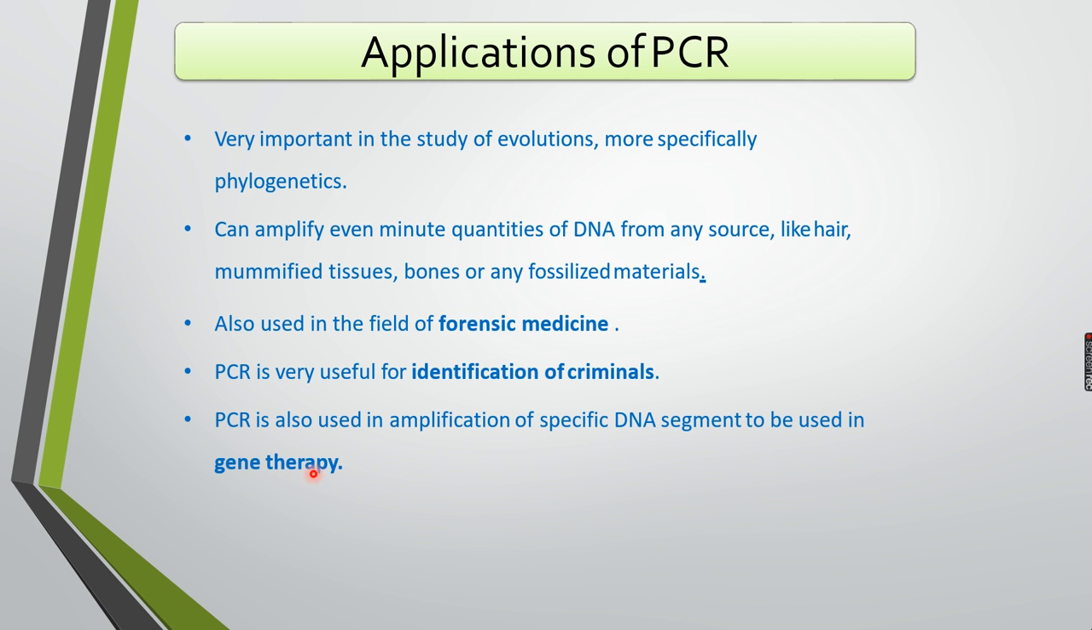It is also used in the amplification of specific DNA segments to be used in gene therapy. Actually PCR, or polymerase chain reaction, was discovered by Kary Mullis, and is used in amplification of whatever specific DNA segment we need. It is very useful for gene therapy also, not only for treatment of various diseases or for identification as a diagnostic technique. Apart from this, it is also useful for gene therapy.